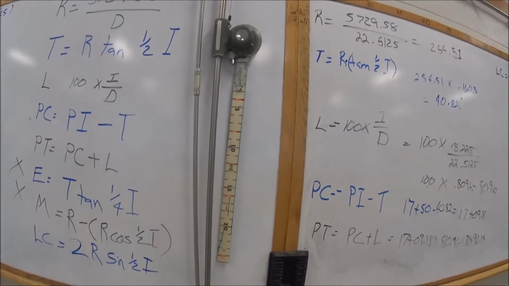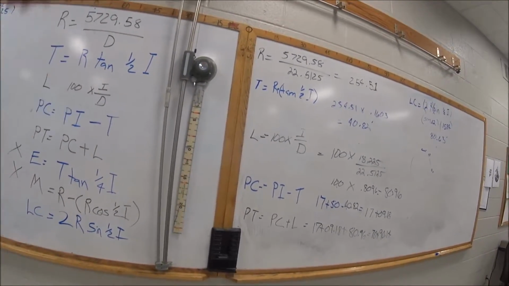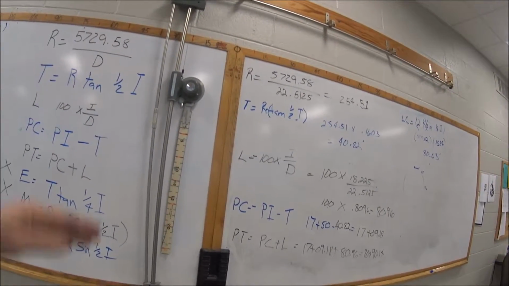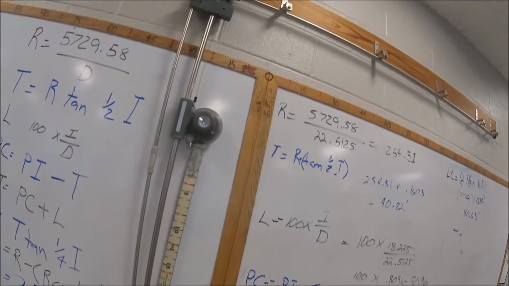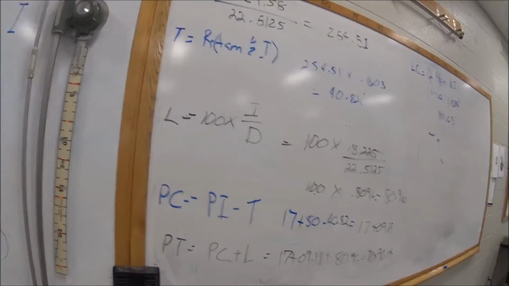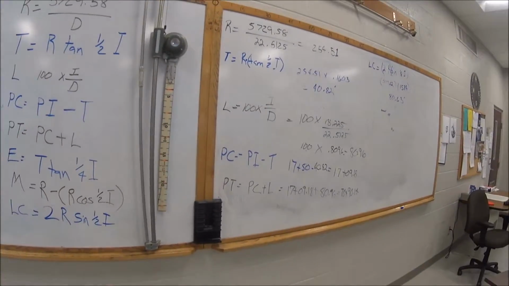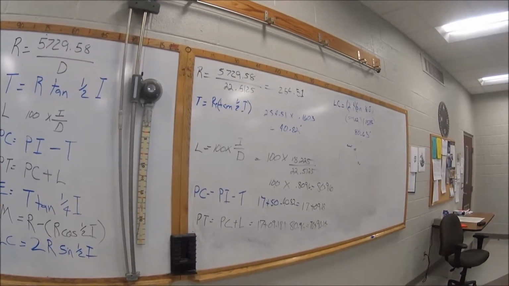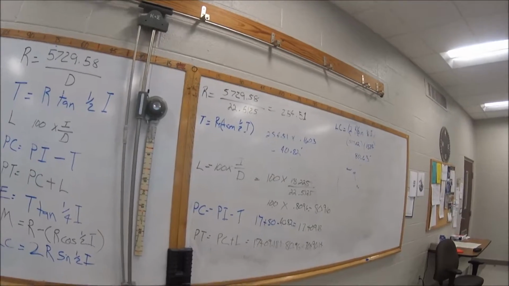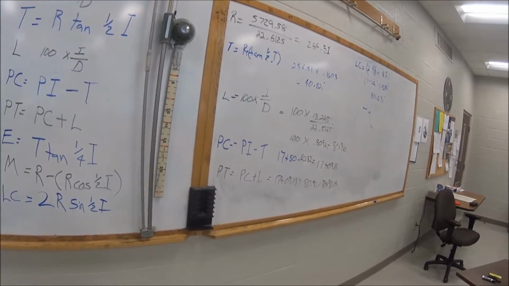Then we got to find out where the curve starts and where the curve ends. Okay, the PC is you take the PI, which is the point of intersection. Remember, it goes up, and then it comes back down. Subtract that T from it. The PI is given to you at the beginning of the problem, 17.50 minus 40.82. We calculated that. We found the T earlier. Equals 17.09.18.